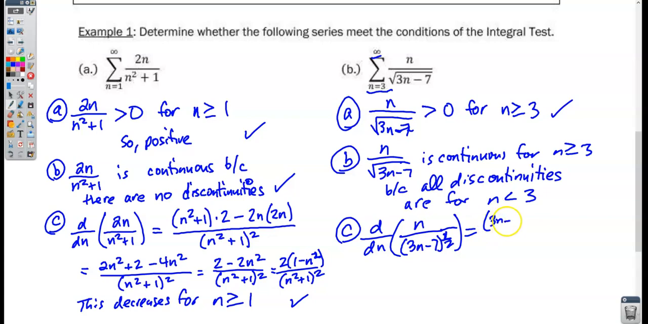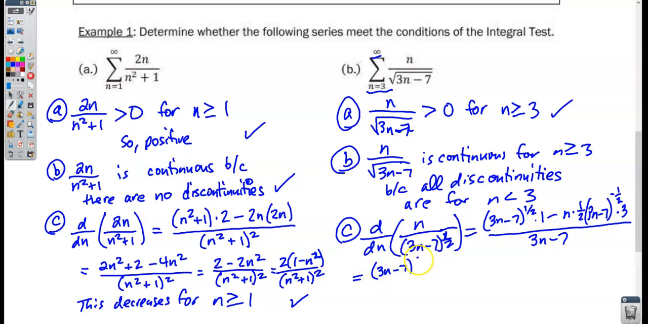So we've got low d high, so 3n minus 7 to the 1/2 times 1 minus n times 1/2 times 3n minus 7 to the negative 1/2 times 3, and square the bottom. Gives us 3n minus 7 as our denominator here. And so simplifying, this gives us 3n minus 7 to the 1/2 minus 3/2 n times 3n minus 7 to the negative 1/2 all over 3n minus 7.